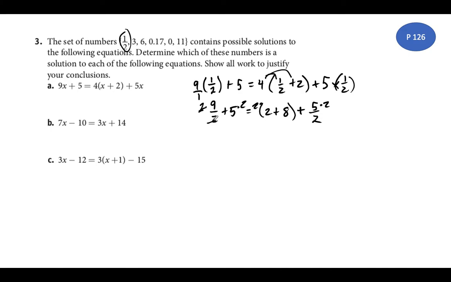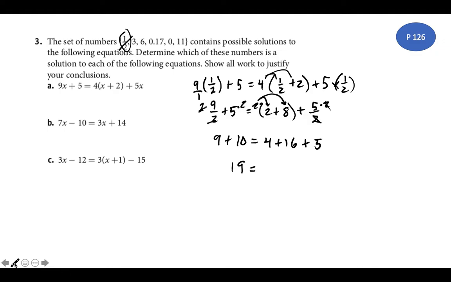All right, so these two cancel and I get a 9. 5 times 2 is 10. I'm going to distribute this 2 to each term inside the parentheses and I get 4 plus 16. And this cancels and I get a 5. So this side is 19. Can you see that this side is definitely not going to be 19? Well, then 1/2 doesn't work. So then we will try 3.